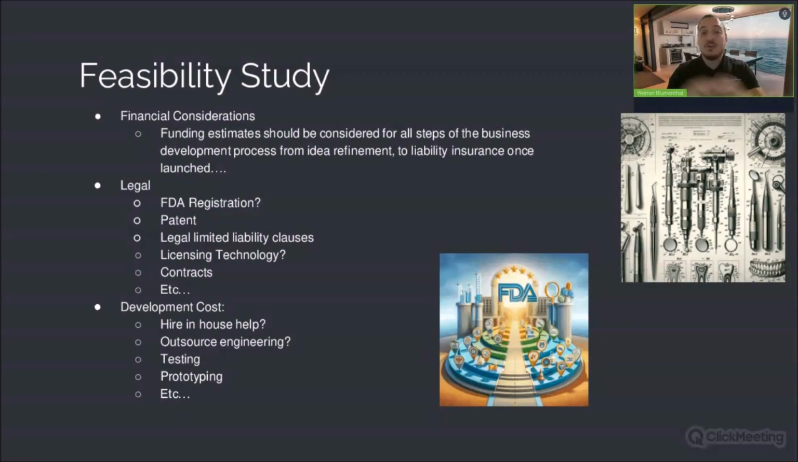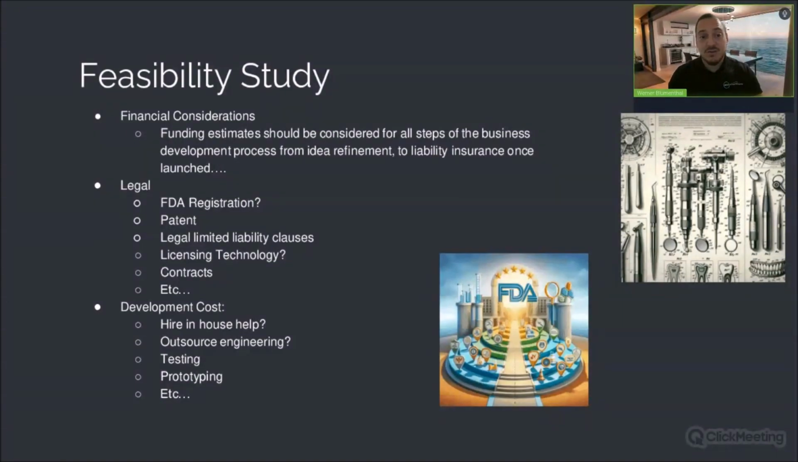Patents, depending on where you're trying to sell it, how many patents your device has, how many countries you're trying to get this patented in. Legal limitations, meaning all the legal jargon you have to put on your product, the labeling, things like that. That costs money to develop. Also, insurance, contracts. Are you licensing any patents from anybody? Those cost implications.